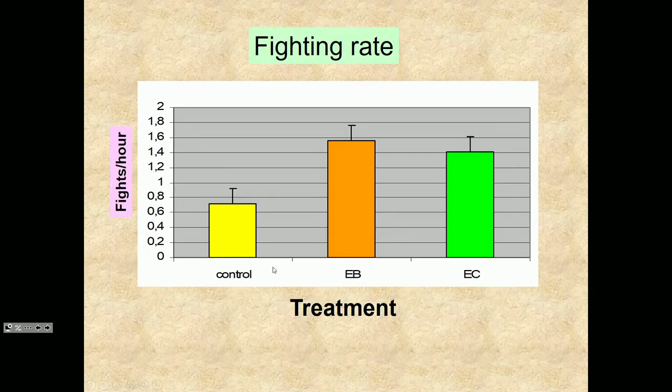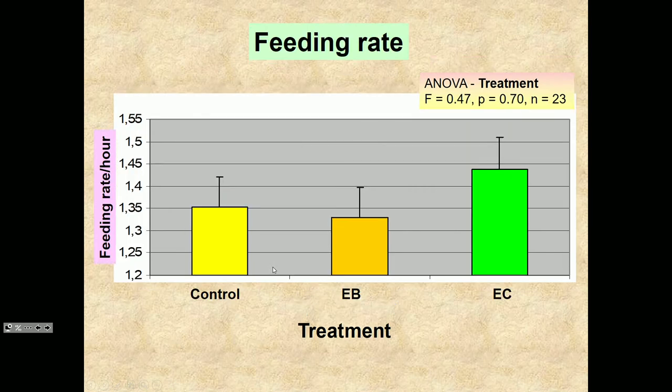Then we checked for fighting rates. Maybe that should be less fighting rate. And yeah, it seems to be a little bit higher fighting rate in the EB and EC group, but there was quite a large variation, so this doesn't even show that there was any difference in fighting rate between these groups. And then we checked also the feeding rate. Seems to be a higher feeding rate where we actually fed the EC chick, maybe contrary to what we expected. But it was no significant difference.